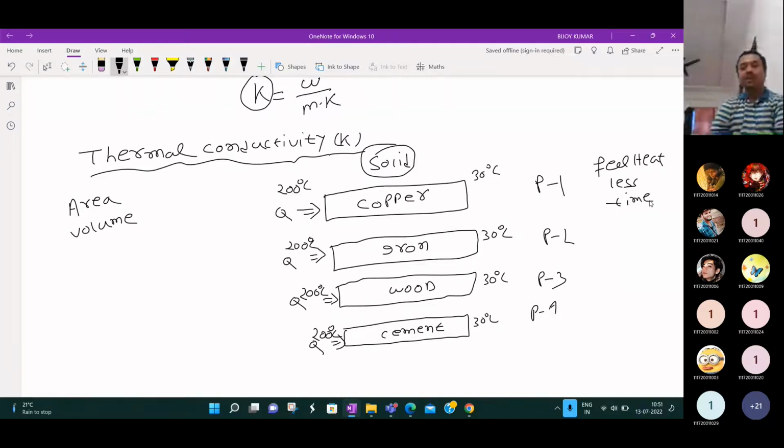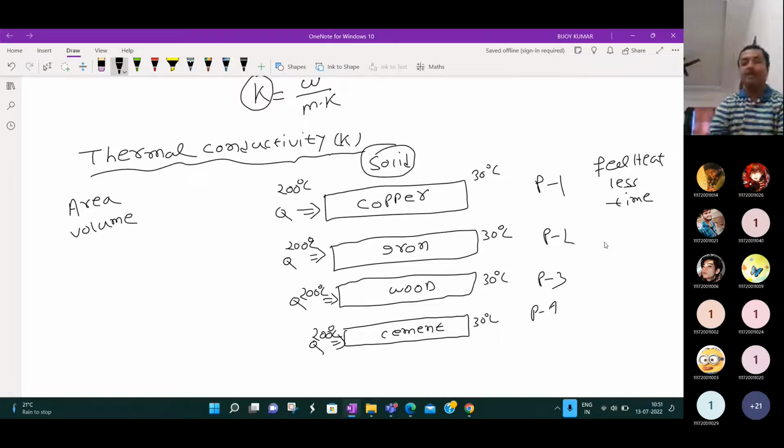You will feel the heat at less time. Sir, copper, iron. So, the question is: copper, iron. You understand this area? This end is at a higher temperature, 200 degrees centigrade. This end is at room temperature. You are holding this temperature. So on which person will you feel the heat?